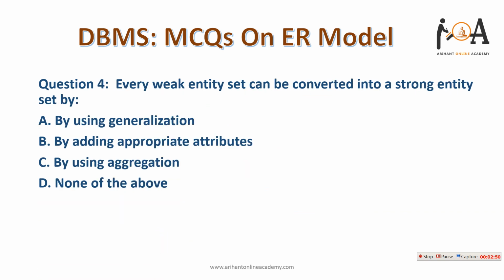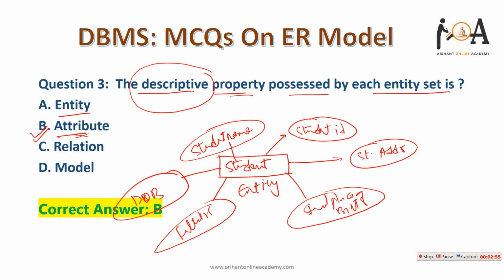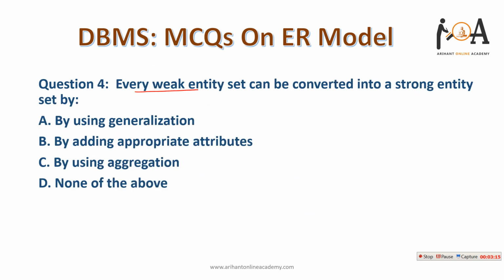The next question is: every weak entity set. In the previous question, an entity is represented by a rectangle, an attribute is represented by an ellipse, and a relation is represented by a diamond. We will clear it one by one, no problem. Just stay tuned with us and watch the lecture till the end. You will get each and every concept in detail, and one by one we will increase the level of questions as well.